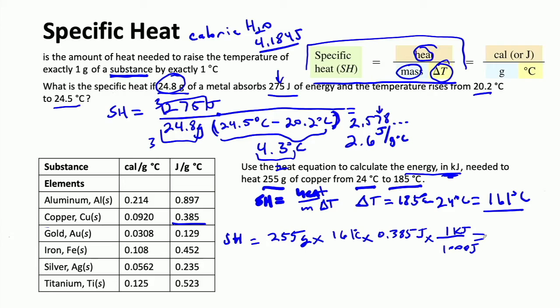So this is basically like a dimensional analysis problem we did before when we were doing unit conversions, right? Because you can think of the 255 being over 1, the 161 being over 1, and the specific heat of copper being over 1. So all you have to do is multiply all the top numbers, the 255 times the 161 times the 0.385 times 1, and then divide all of that by 1,000, right? So I'll do it on the calculator over here. It's simple input.